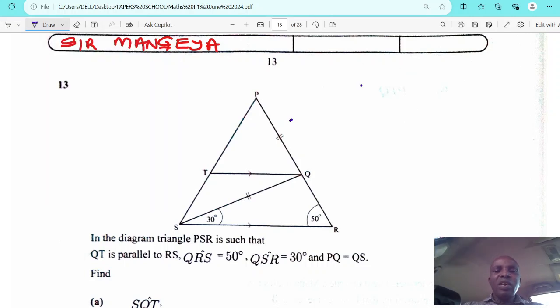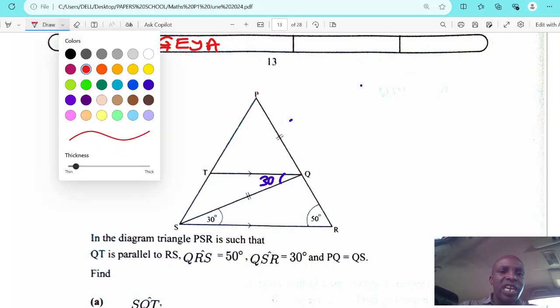Right, first thing, we have parallel lines, so we apply Z angles or alternating angles. This angle is 30. Why? These are alternating angles, or Z angles, on a Z. They are actually the same, they are equal. Right? Then next part, we have corresponding angles, 50 and this angle.